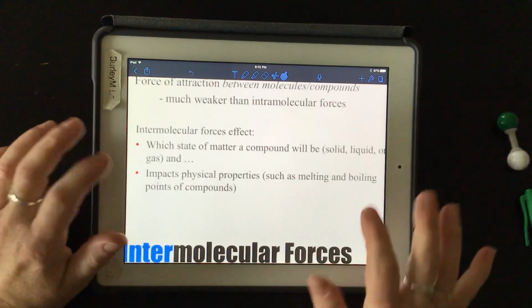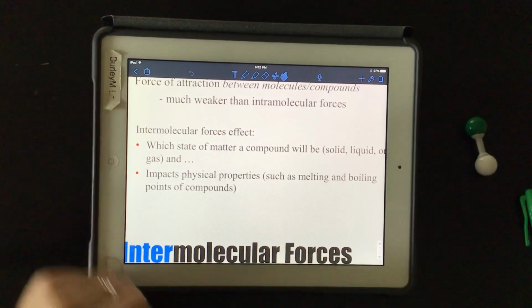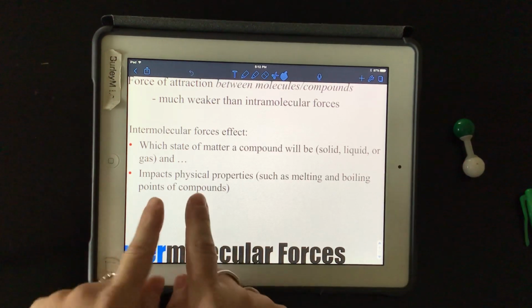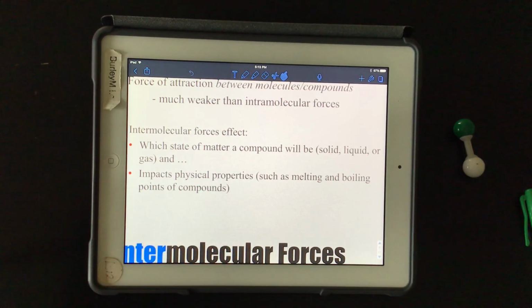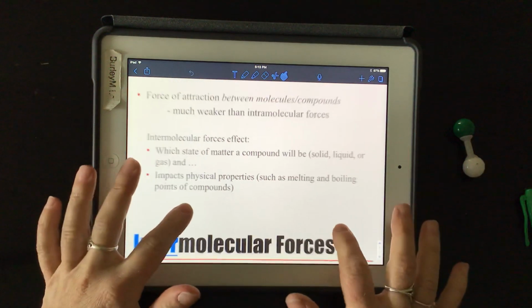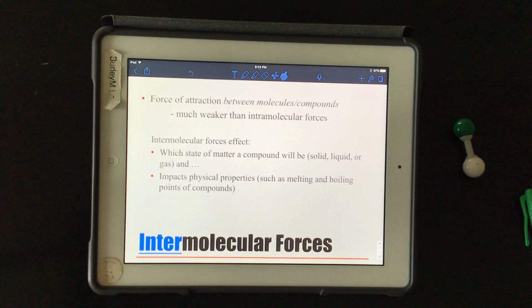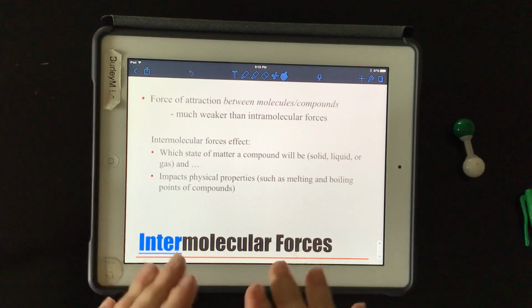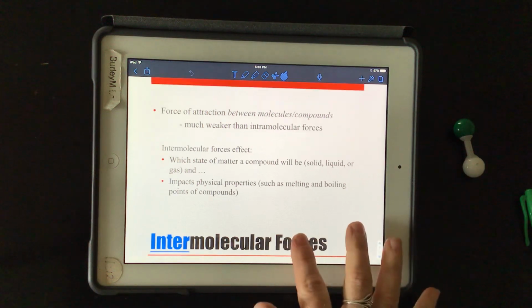So if you take a look at these bullet points here, it says that intermolecular forces affect which state of matter a compound will be, and it also impacts physical properties such as melting point or boiling points of compounds. So if something has a very strong intermolecular force, then the melting point is going to be a lot higher than something with a weak intermolecular force or something that's held loosely together. It'll be easier to separate those things in those physical changes, and we'll get to that later on in the unit.